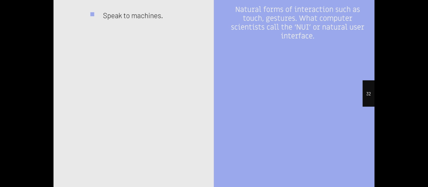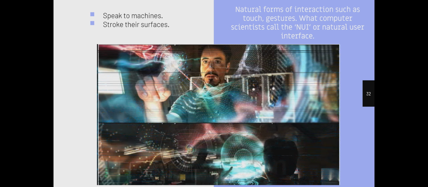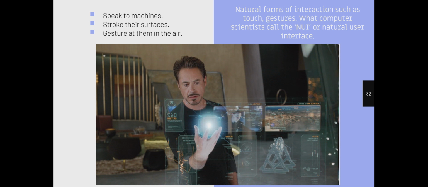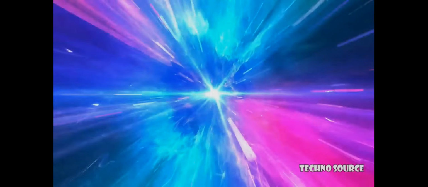Let's see some actual examples of natural forms of interaction. First, speak to machines or speak to AI so they can recognize you, help you, and have a conversation with you. The second one, stroke their surface. You can draw a line or expand them however you want. And the next one, gesture at them in the air. Now I'm going to show you a video from LG about how scientists predict future display technology will be.